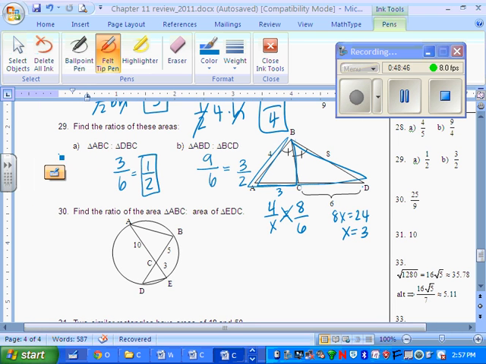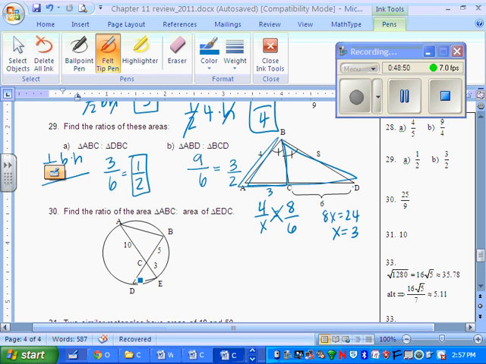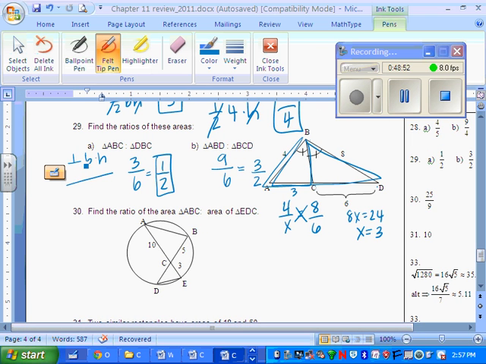So it's the same idea where I do 1/2 base times height over 1/2 base times height. Remember, the heights are going to cancel, so are the halves, so these are the two bases over each other.